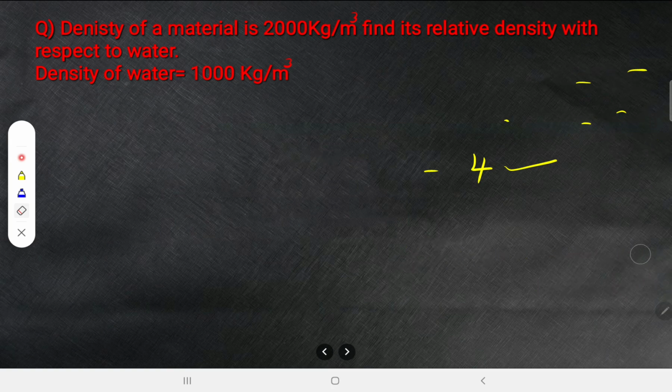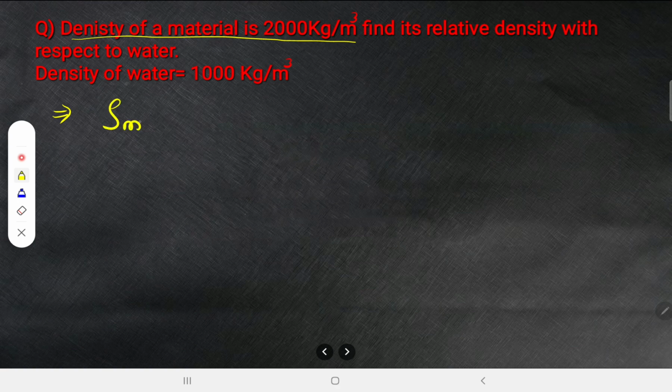Now start to read that question, those who have made notes already. What is the question here? The question goes like this. The density of a material is 2000 kg per meter cube. So the density of a material means what? Rho m. Rho m is equal to 2000 kg per meter cube.